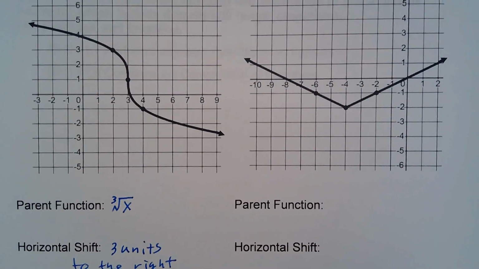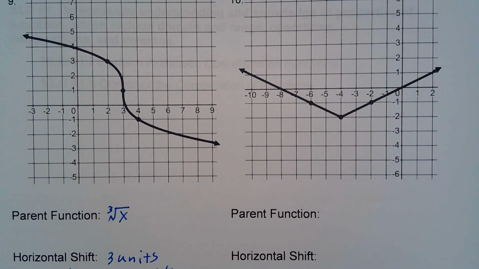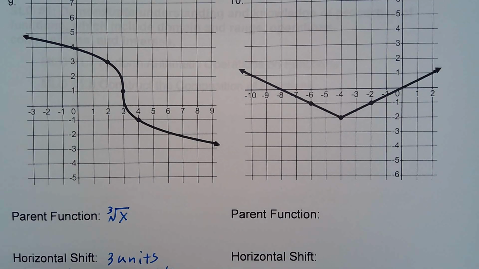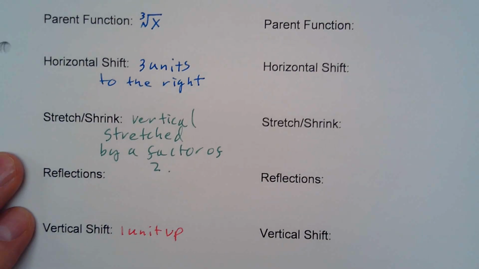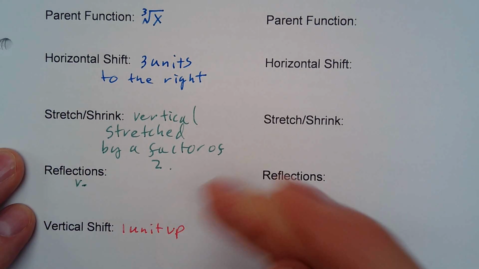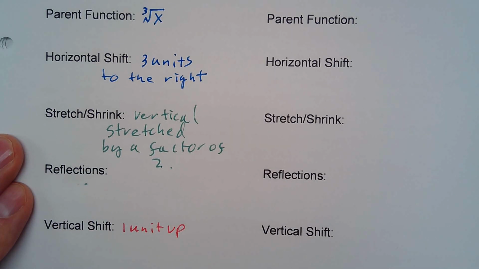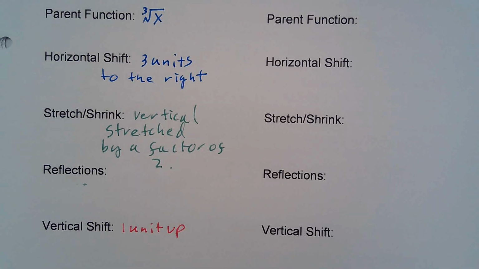Now, is there a reflection? This one's a little bit tricky because you can either do it as a vertical reflection, upside down, or as a horizontal reflection. If you have the choice of doing it as a vertical reflection or horizontal reflection, do it as a vertical reflection. So we're going to do this as, there's a vertical reflection. Oh, let me do that in a different color. Let me pick on black, I guess.